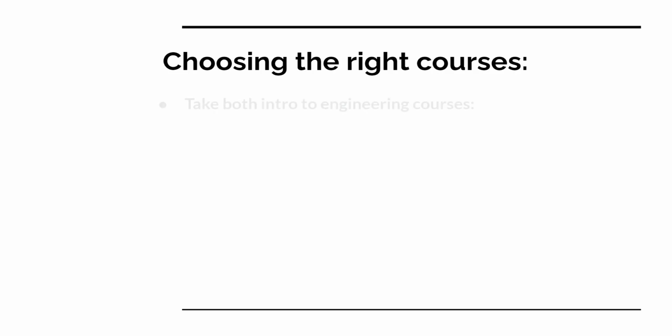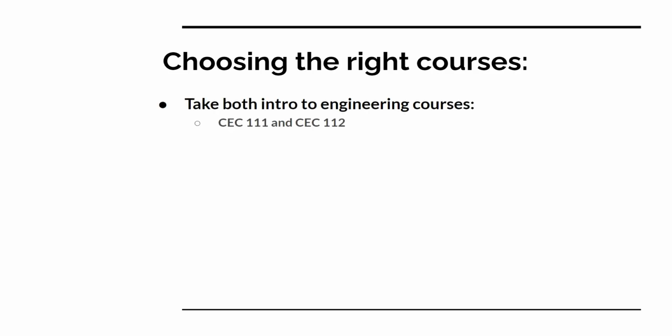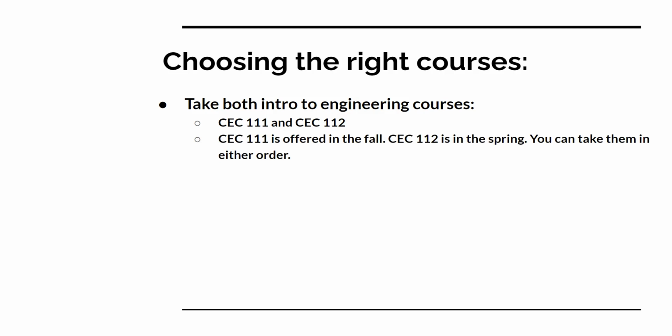Choosing the right courses. Take both, like I mentioned before, 111 and 112, our Introduction to Engineering courses. 111 is offered in the fall and 112 is in the spring. So if you decide to change your major in a spring semester, you can take 112 first and then take 111 the following fall.